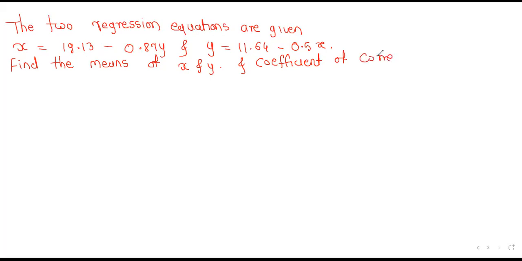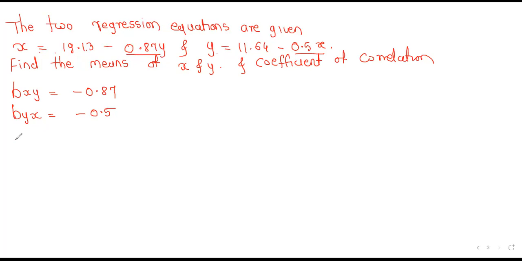Okay, आता clearly here x is equal to एक इक्वेशन दिले, y is equal to इक्वेशन दिले. This is nothing but the line of regression of x on y. This is nothing but the line of regression of y on x. Okay, from this we can write here bxy is equal to minus 0.87 and byx is equal to minus 0.5.